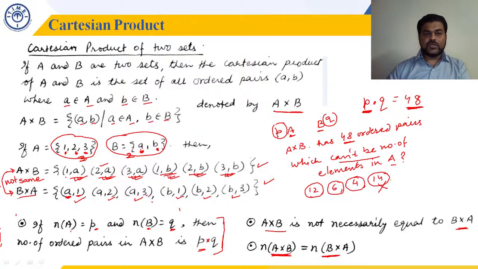I hope this part is clear. You have understood what a Cartesian product is. We'll carry on the discussion in the second part of this session, and we will see some more things related to Cartesian product. The further discussion will be on relations, the types of relations, functions, and various other things under functions. Okay, thank you so much.